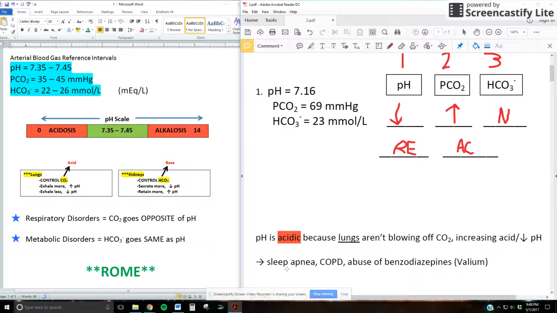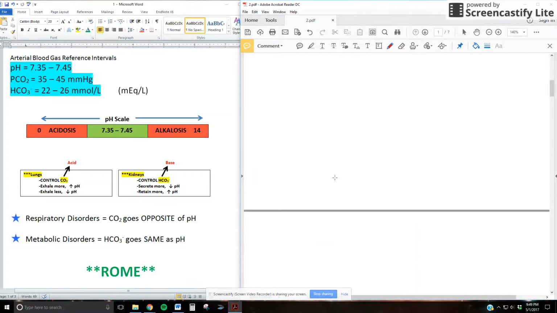And this can happen, in their case study or whatever, possibly with a sleep apnea or COPD patient who can't breathe well, or maybe an abuse of benzodiazepine, Valium. Those drugs work to, I think, decrease heart and respiration rate. So those are some of the things that you can think about when you get these problems. But just remember to map it out and use these rules. But we'll go on to the next one.